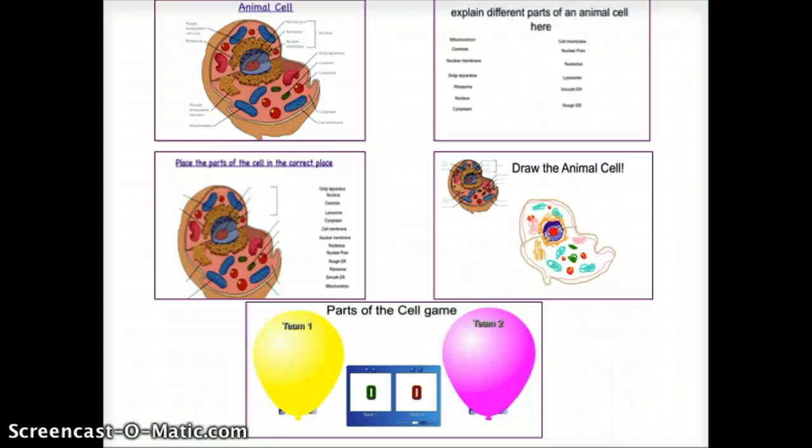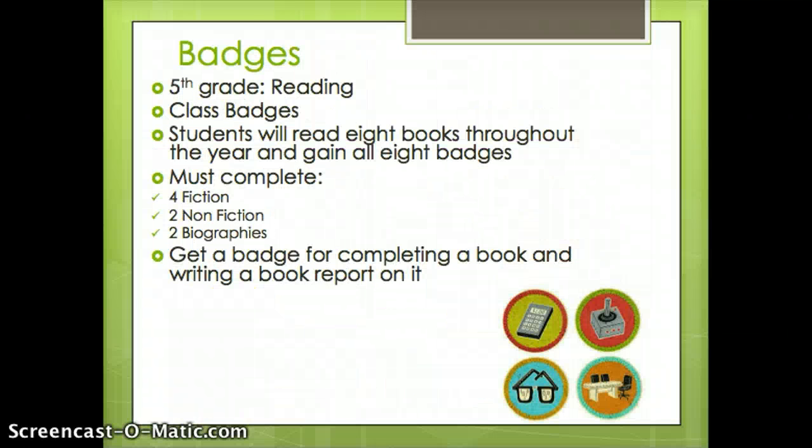The next is badges, and this is for 5th grade reading. We're using class badges, and basically the goal of this is they're going to be rewarded badges for finishing books throughout the year. They have to finish 8 books. They must complete 4 fiction, 2 nonfiction, and 2 biographies, and every time they finish a book and they write a book report on it, they'll get a badge for it.